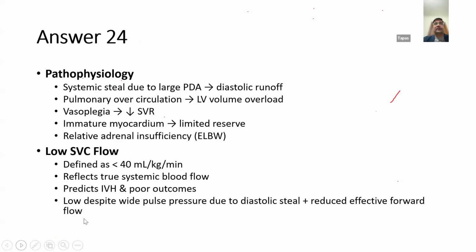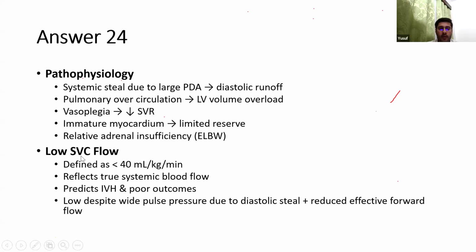We'll just discuss the answers. The pathophysiology occurring in this baby is basically a systemic steal secondary to a large PDA, which is causing a diastolic runoff. There is pulmonary overcirculation, which is contributing to the high FiO2 requirement. At the same time, the SVR is also low, probably because sepsis is underlying. This is a preterm baby who will have an immature myocardium and limited reserve. Secondary, LBW babies are also predisposed to adrenal insufficiency. So almost all types of shock are playing out in this baby.